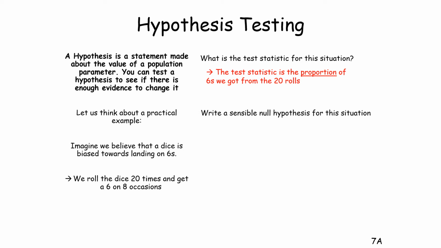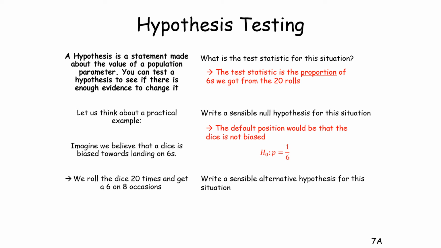So now we're going to write the null hypothesis for this situation. The default position would be the die is not biased. So for the null hypothesis, we write H0, colon, P, probability, equal to 1/6. So that's the null hypothesis.